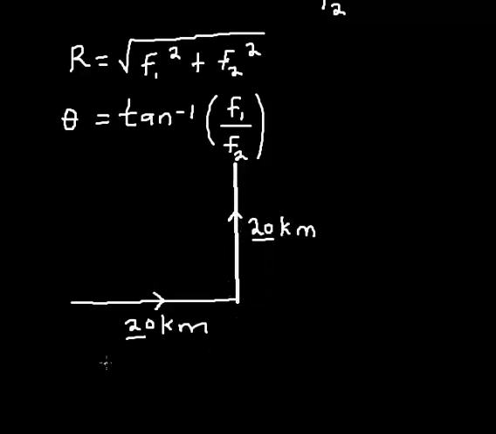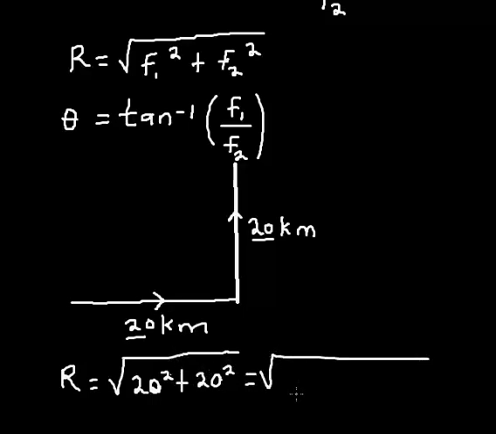So how do I get the resultant? Simple. The resultant is going to be equal to the square root of F1 square, which is 20 square, plus F2 square, which is also 20 square. All right, so let's do that. 20 square is 400. 400 plus 400, which of course is the square root of 800.